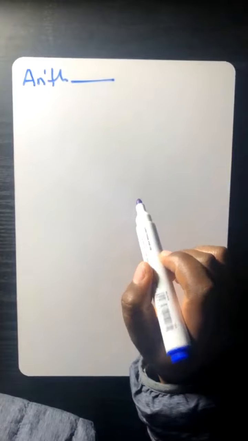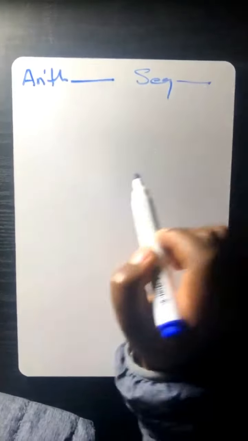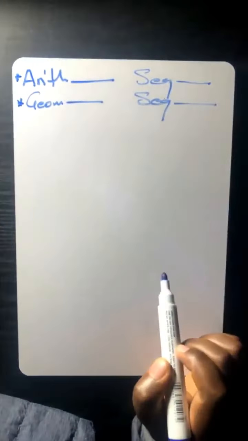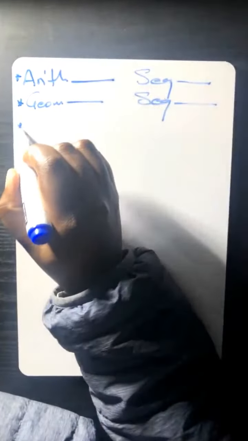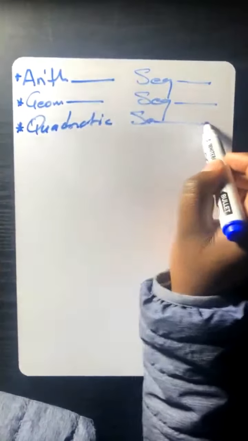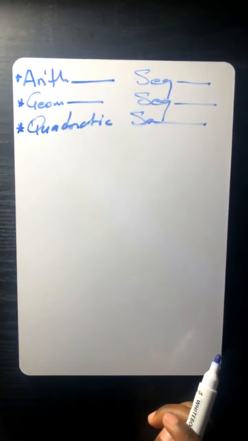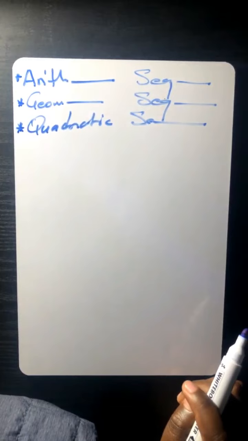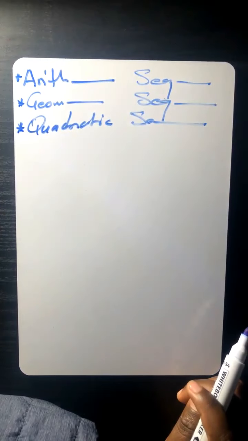So we've got what we call the arithmetic sequence as the first type of sequence, and the other one we've got is the geometric sequence. And then the third type of sequence is what we call a quadratic sequence.